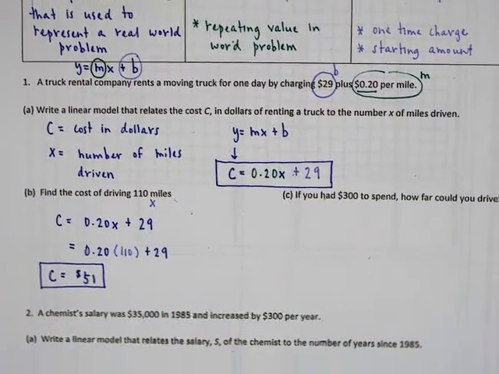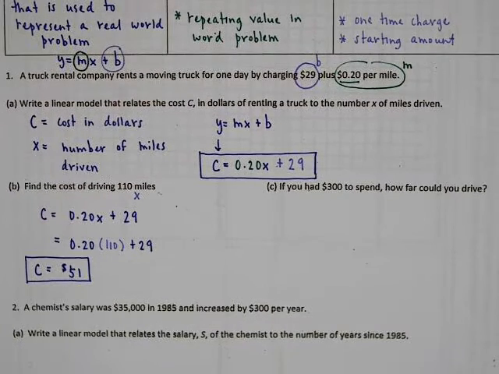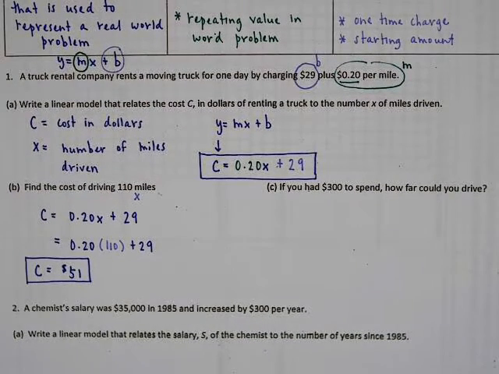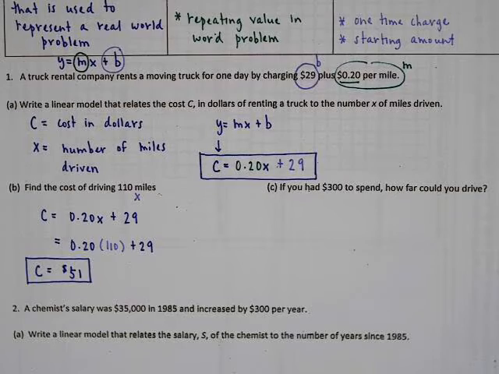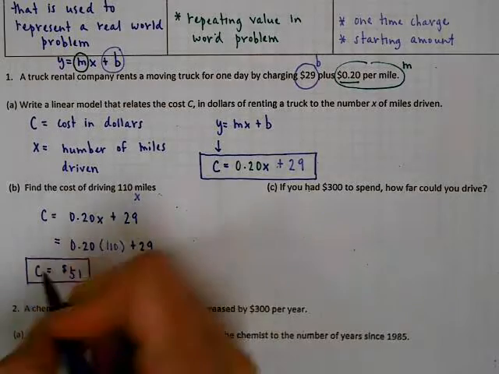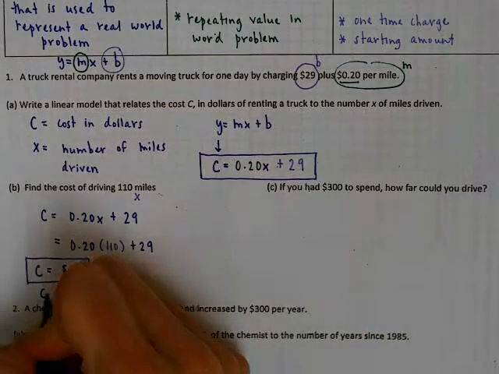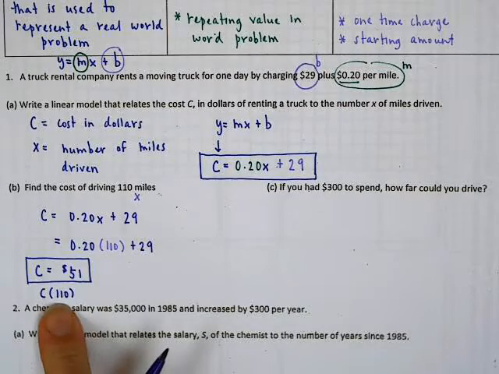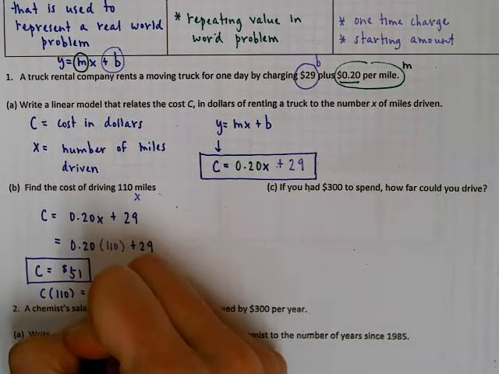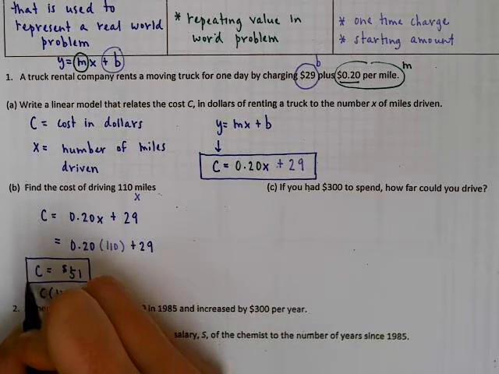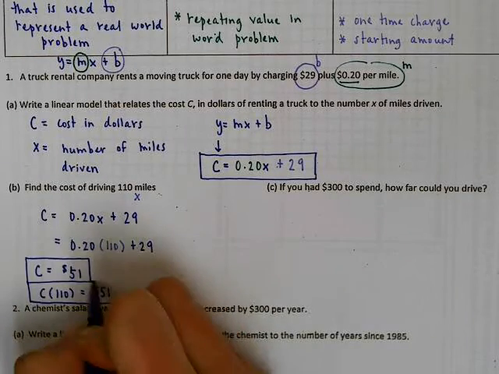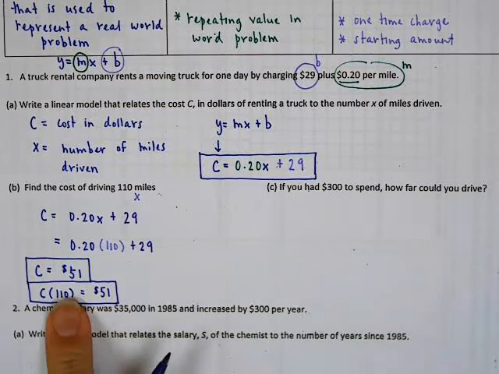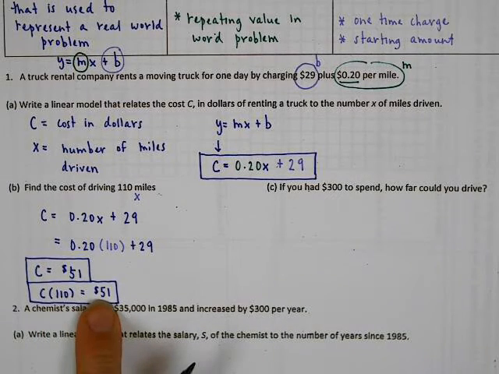Now, we're not asking you to do this here, but I want to tie it back briefly to our function notation. If I wanted to use function notation, I could say the cost of driving 110 miles, that was my input, is going to be $51. Again, we didn't ask for that here, but I think it's good to bring that back because this gives me a little more information about what my input was and what my output was.